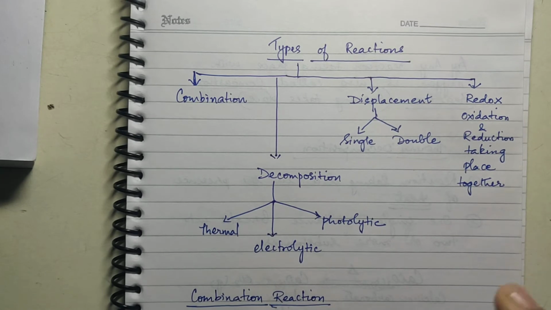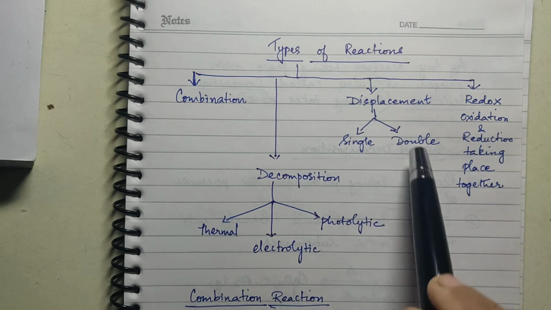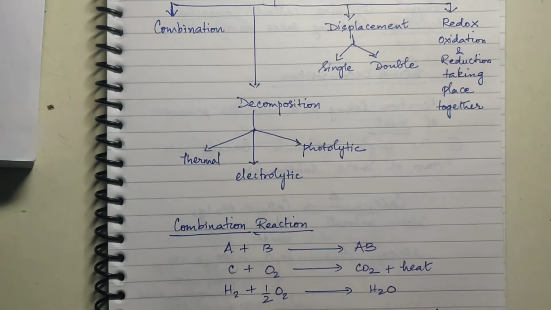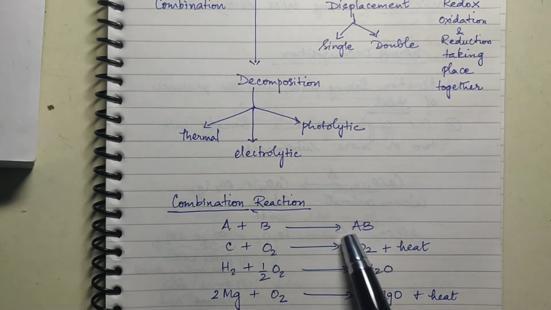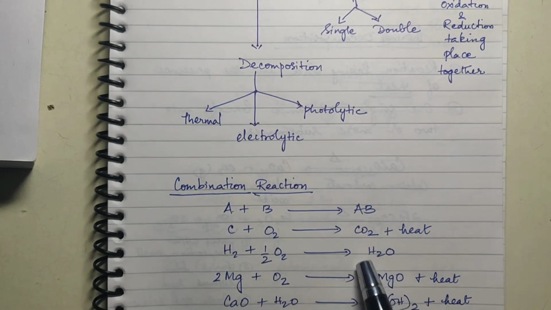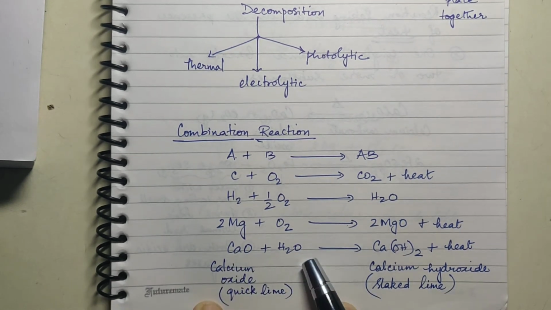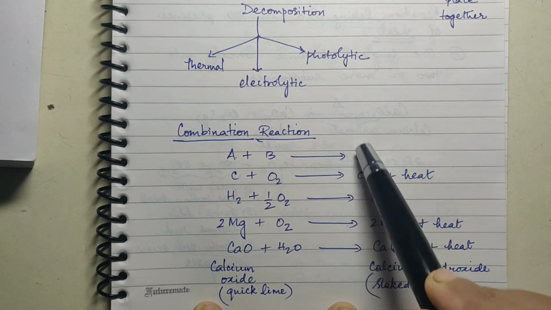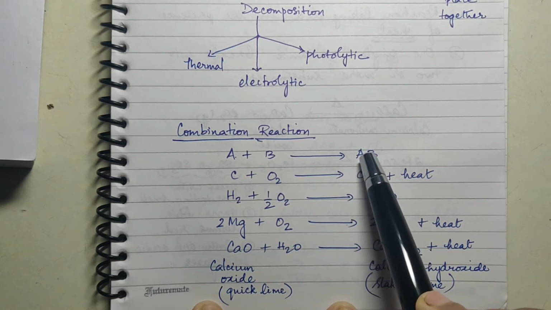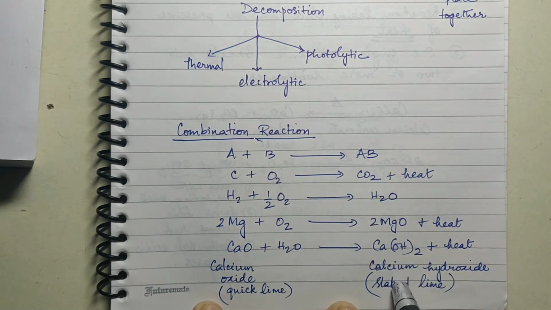Now, what are the different types of reactions? One is combination, then decomposition, displacement, and redox. Now combination means what? When two substances combine to give you one single product. C plus O2 gives CO2, H2 plus half O2 gives water, Mg plus O2 gives MgO, CaO plus H2O gives you Ca(OH)2. Now in all these reactions, what you find? Only one product is formed. So it is all called a combination. Two things combine to give you one single product. They are all combination reactions.